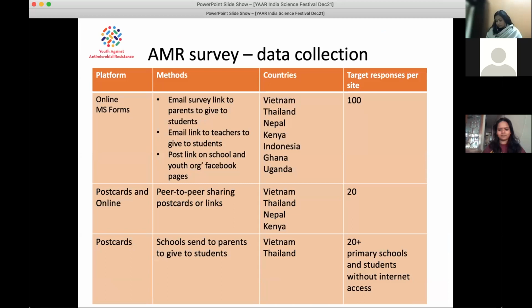So we had an online version which was distributed through schools, so through teachers, and posted on schools and youth organization Facebook pages. But we also asked our young youth working groups to share the links, and where we felt that there wasn't a good online presence, so either with primary school students or in the rural areas, we used a postcard or a written survey. And these could be filled out at home, and then parents or students gave them back to teachers.